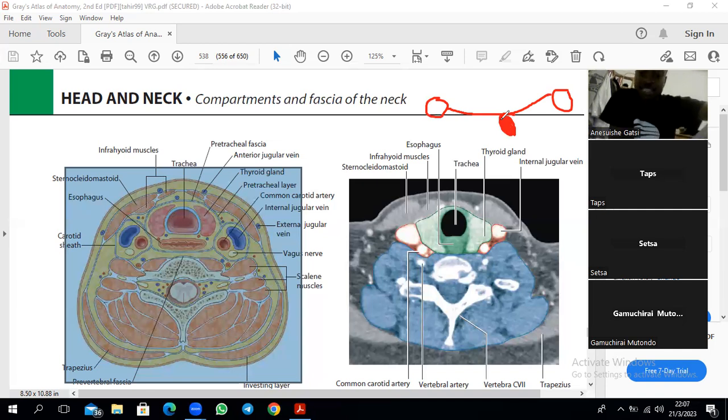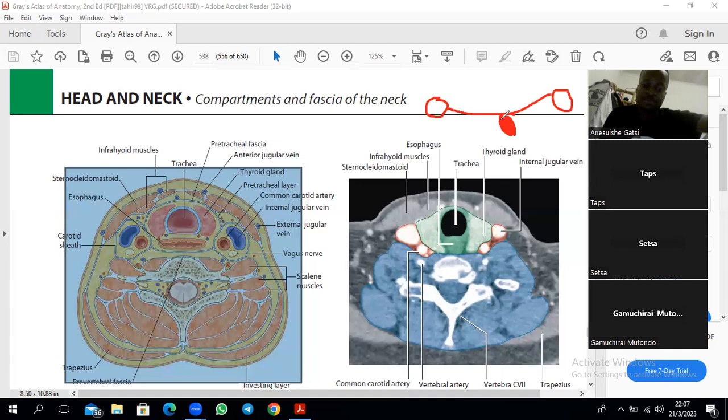Then that's the investing layer. Then the pretracheal layer encloses what? So pretracheal does not enclose the trachea. I think I tried to mention that, right? What is actually enclosed in the pretracheal layer is the thyroid gland. It's one of your endocrine glands in the neck.